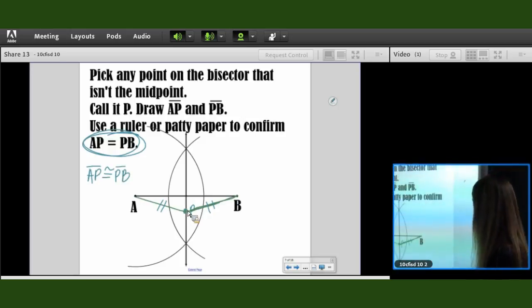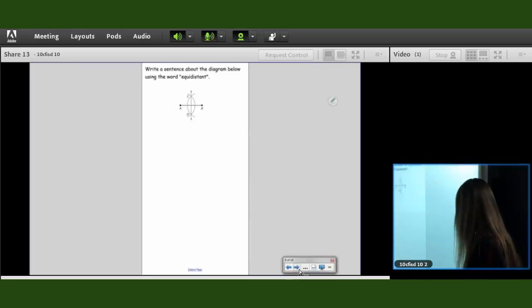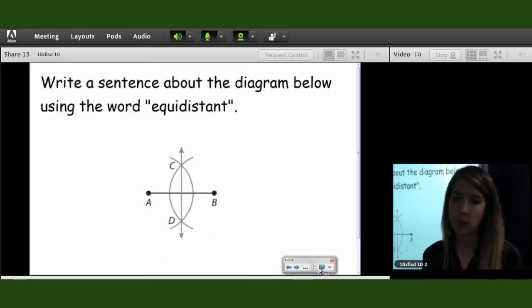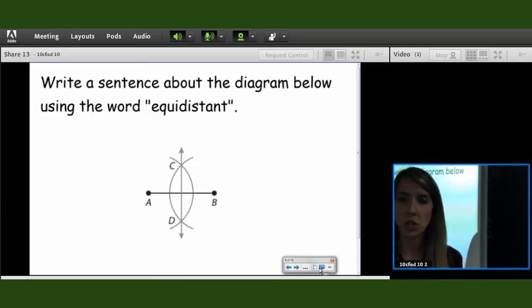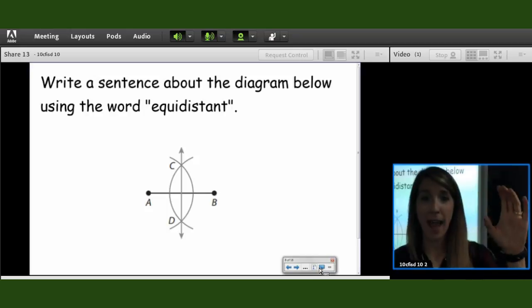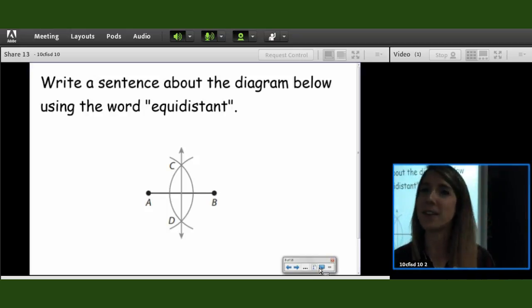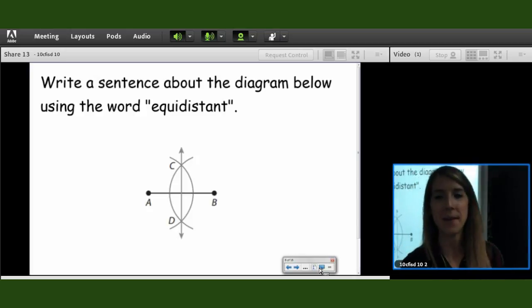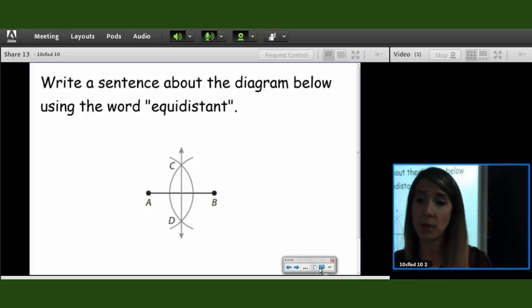Okay, we're going to move on. I'm going to ask you some more questions. Look at the next picture on your notes page, the picture underneath the construction you just did. I want you to write a full sentence. So start with a capital and end with a period. That's what my first graders are learning, how to write complete sentences that start with a capital and end with punctuation. Anyways, write a sentence about the picture below.